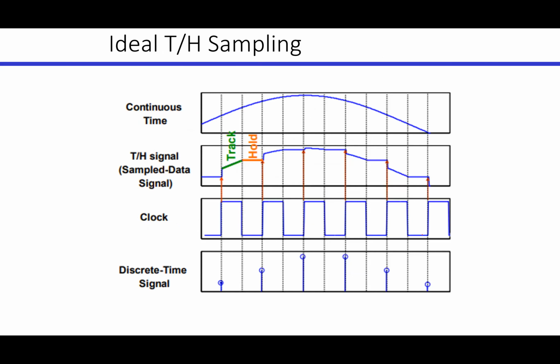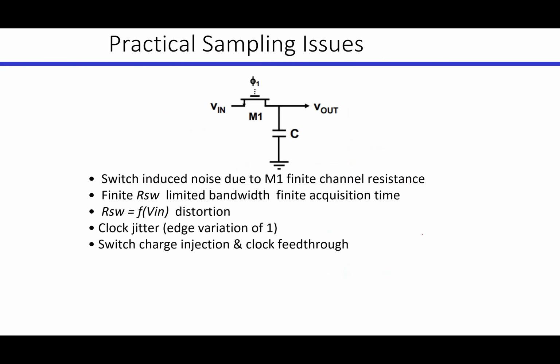So this is one more time, you can see it yourself, what's happening here. Now there are, in reality, practical issues that come with track and hold or sample and hold circuits. And in order to make a good ADC and a good mixed signal design system, we need to cater to those issues and try to mitigate their effect as much as possible.